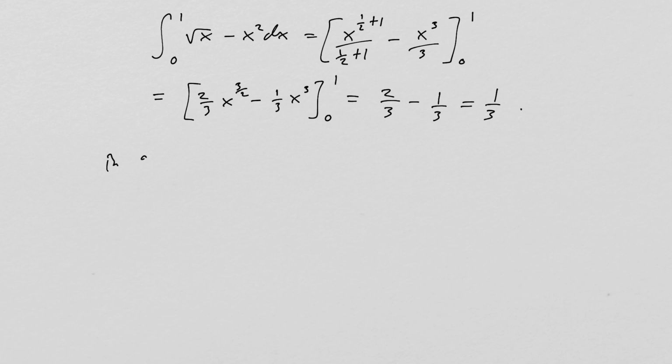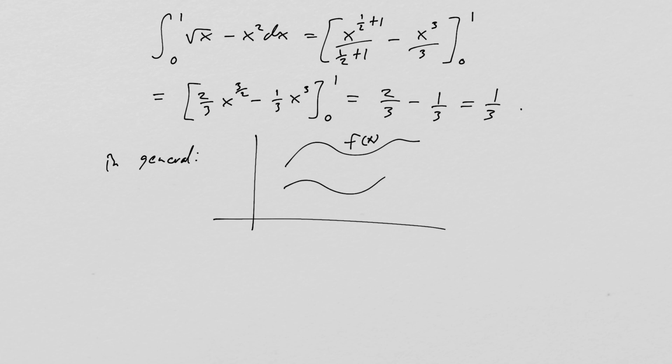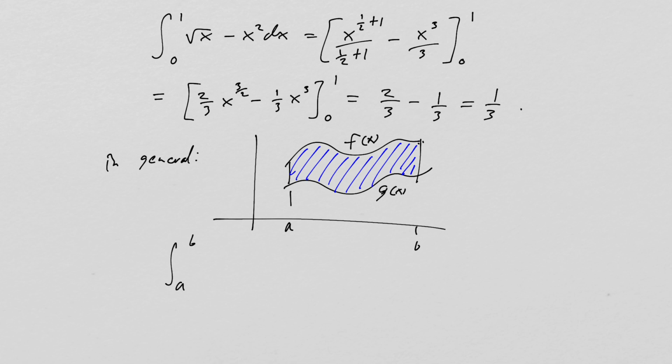In general, we build an integral like this: if I have a function f of x here, and some function g of x here, and I have some a and b like that, and I want to find the area between these two curves, the general formula is going to be the integral from a to b of f of x minus g of x. I think that's pretty straightforward.